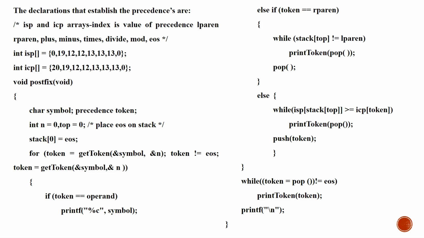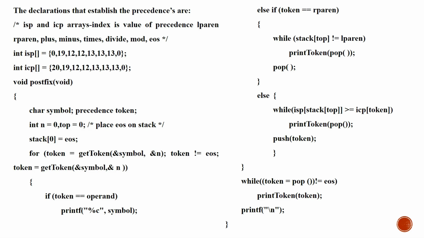Star is also pushed over here. Now, when everything ends, I will pop the entries till I get the end of the space and print it. Pop means what happens? Last in, first out. What is the last in? Star. Star will be printed first and then plus will be printed. That is, for A plus B star C, the postfix is ABC star plus.